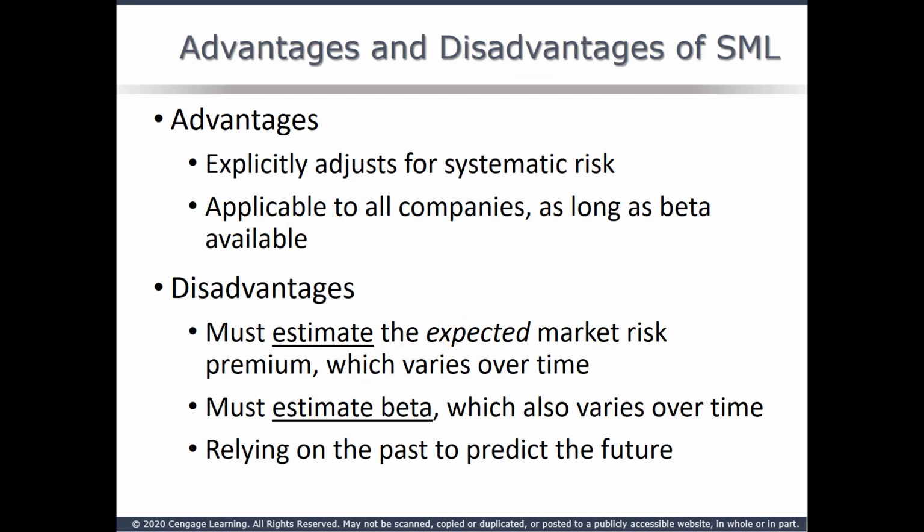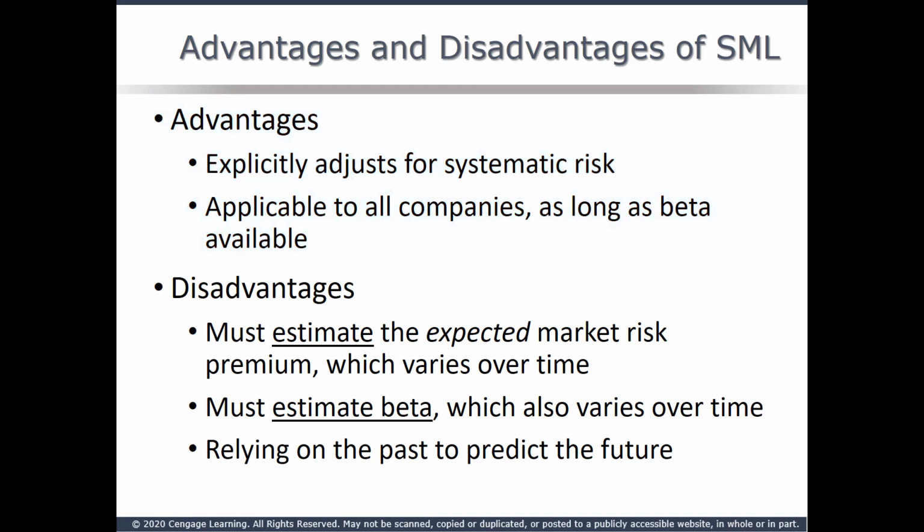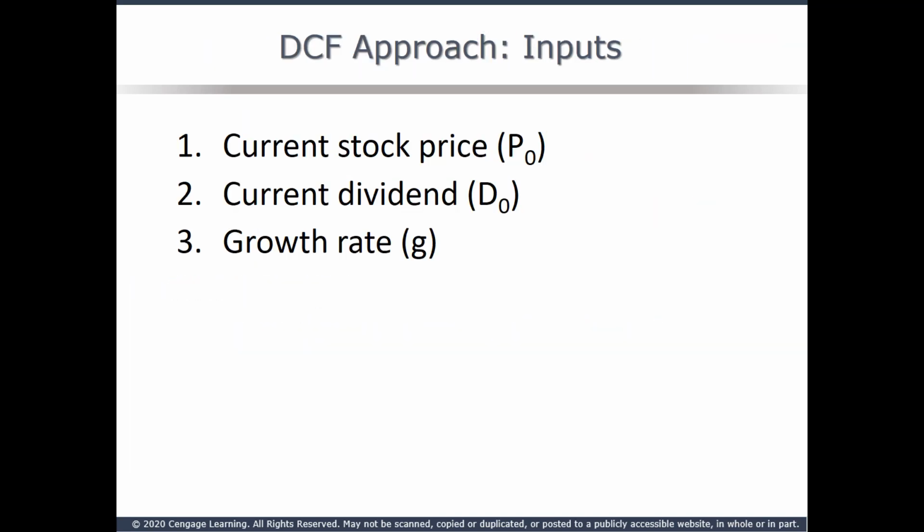The CAPM approach does have advantages. It specifically adjusts for risk, and it can be used for any company that has a beta. On the downside, virtually all of the CAPM components are estimates or proxies, and we're using historical data to estimate a future cost. To use the discounted cash flow constant growth model, we need three pieces of data.